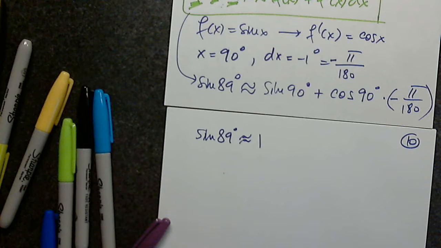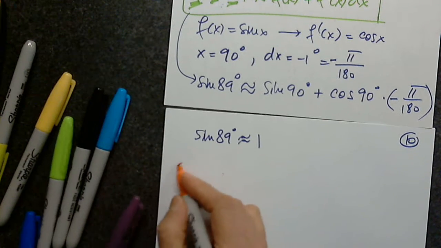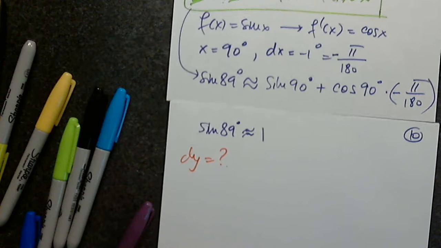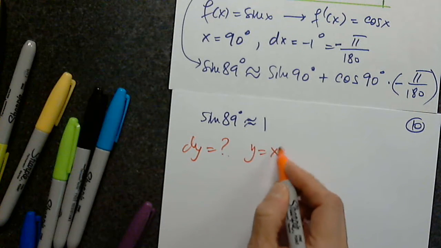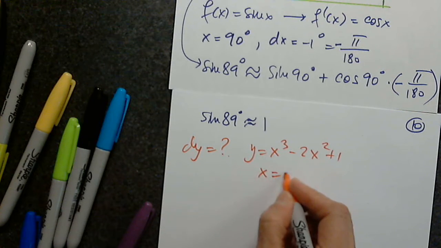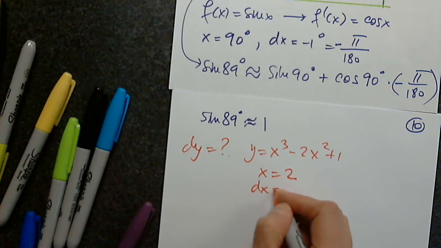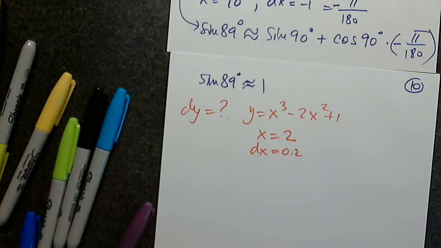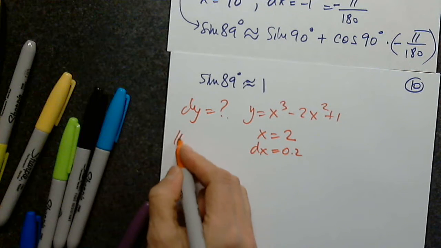Okay, so here's one. Evaluate dy if y equals x cubed minus 2x squared plus 1. X is 2, and dx equals 0.2. Do you have the problem number? 104 on page 267.